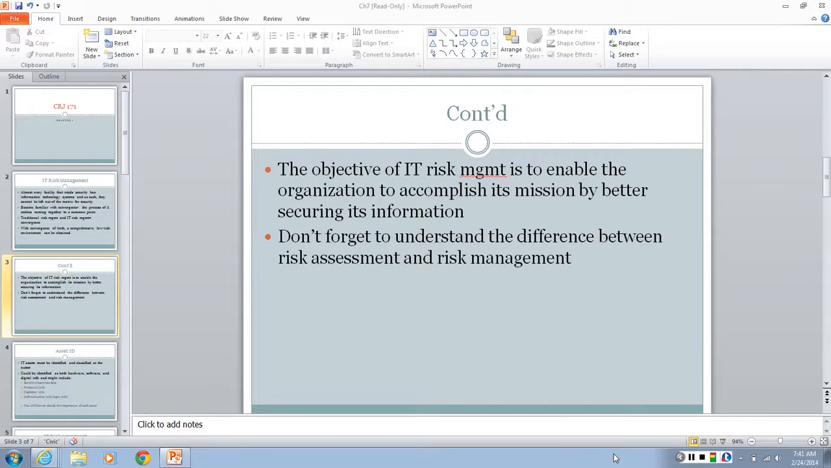Assessment is when we are determining what our risks are and how large they are and what priority they should take. And management then is putting into practice policies and procedures that will lower that risk. So assessment is determining what the risk is. Management is actually engaging in behavior that will lower said risk.